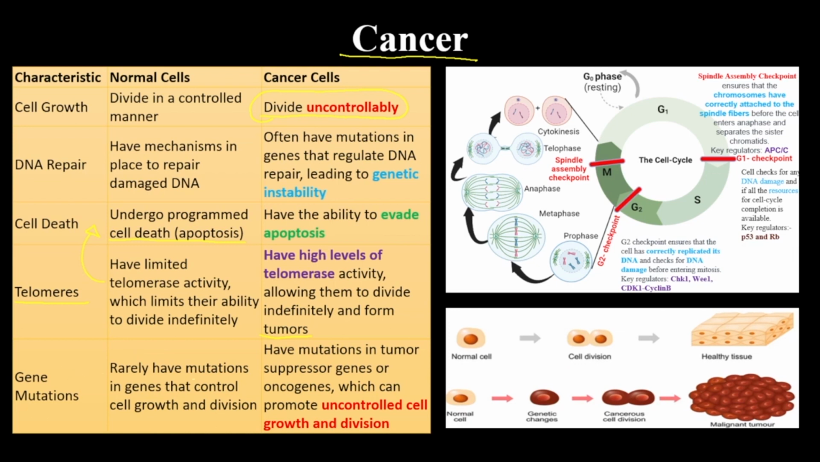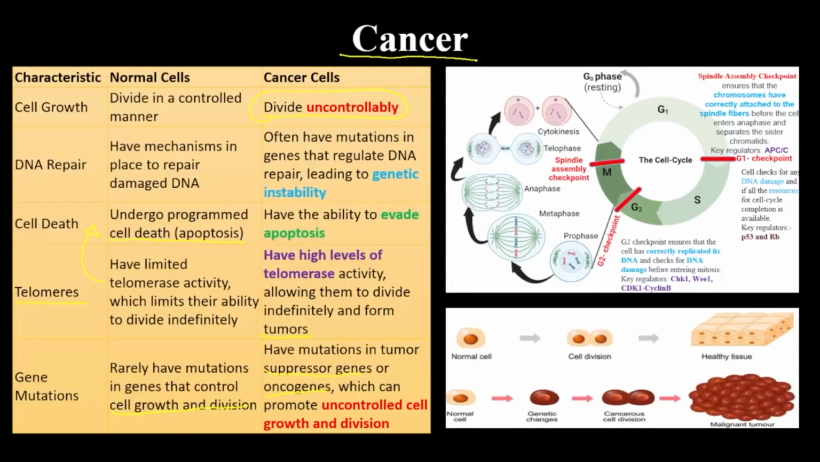Then the gene mutations. The normal cells rarely have mutations in genes that control the cell growth and the division. Whereas the tumor cells have mutations in tumor suppressor genes or the oncogenes, which can promote uncontrolled cell growth and division.